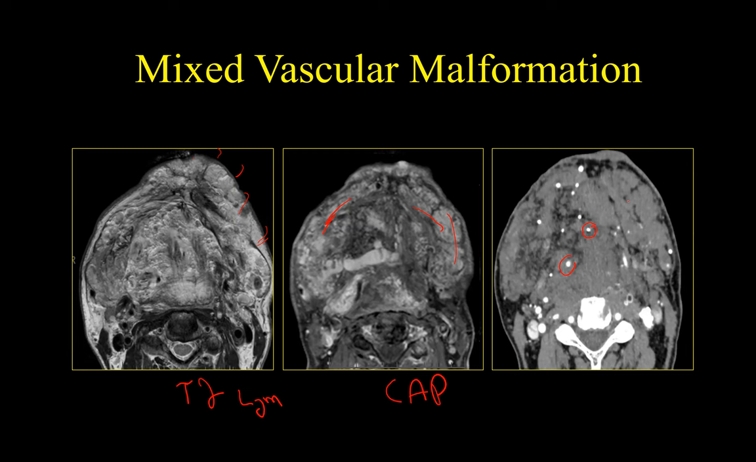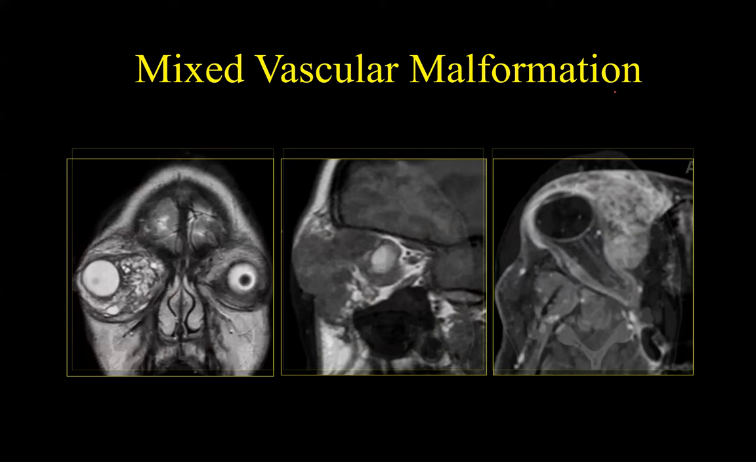And notice how it's involving multiple muscles. It's pretty obvious here it's involving the muscles. And now I have my phlebolites. So then I've got my lymphatic, I've got my capillary, I've got my venous. And so this is why we would call this a mixed vascular malformation. But that's why knowing these individual components of the vascular malformations allows us to make these pretty complicated diagnoses.